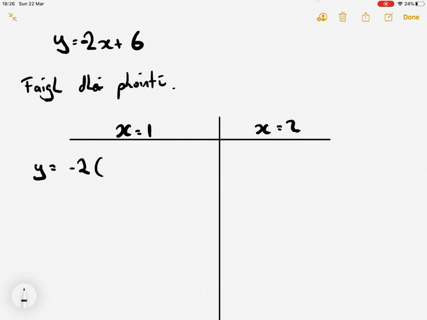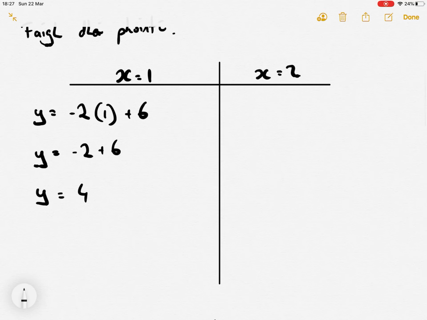So now y is equal to minus 2 times, and instead of x I'm going to put in 1, plus 6. So y is equal to minus 2 times 1, which is minus 2, plus 6. And minus 2 plus 6 is 4. Then you're going to have a point: x will be 1 and y will be 4.